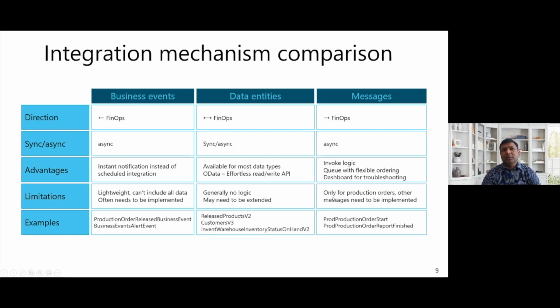And then currently the limitation is that out of the box we only enabled it for this MES scenario for production orders. But other messages could be implemented by customers and partners and extended on. Examples of this are start production order and report as finished.